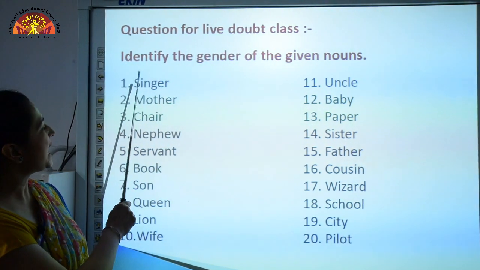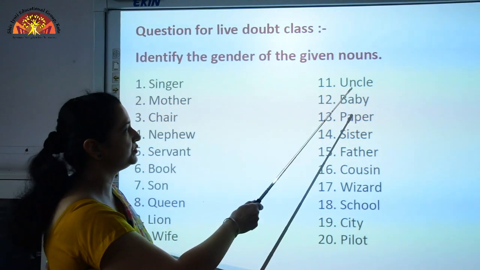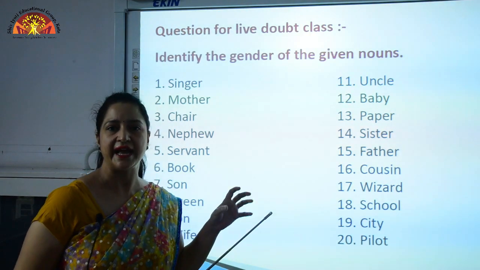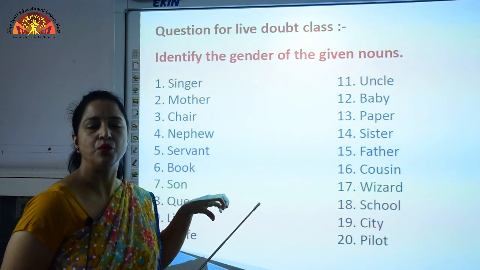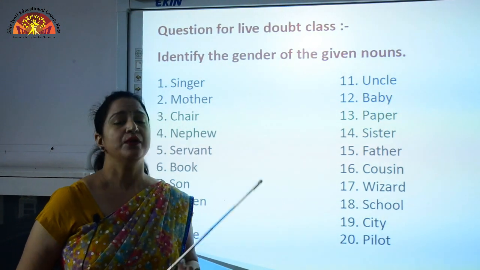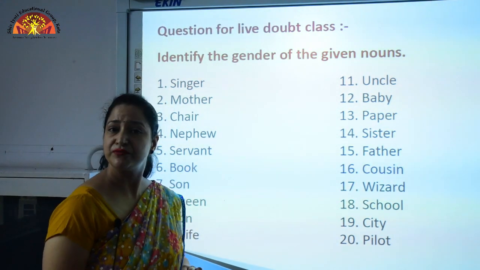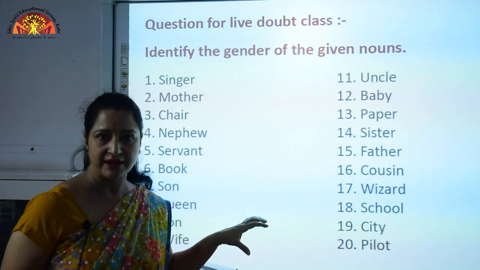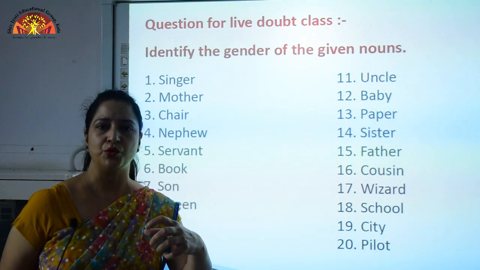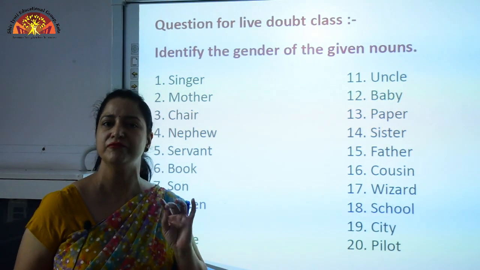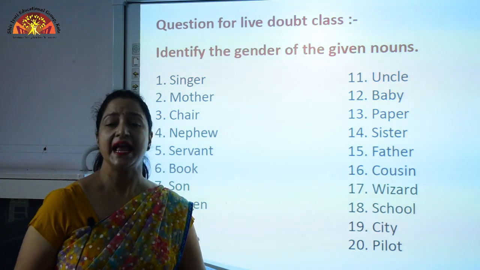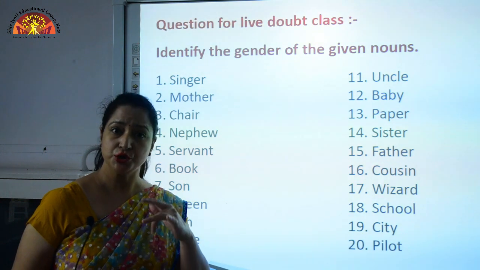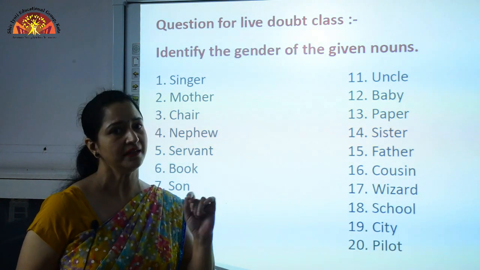Now, what is the question? Identify the gender of the given nouns. Here, 20 nouns are given, okay? You have to identify each noun, which category it falls under. Whether it is masculine, whether it is feminine, whether it's common or neuter, okay? Observe these very carefully and then in your rough notebooks write whether it is masculine, feminine, common or neuter. And in our live doubt class, we'll discuss this, okay? But please don't talk over here, just text the answers in the chat box.